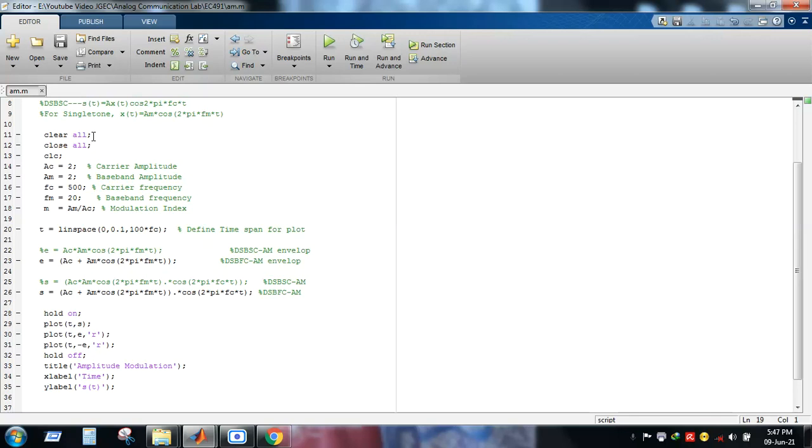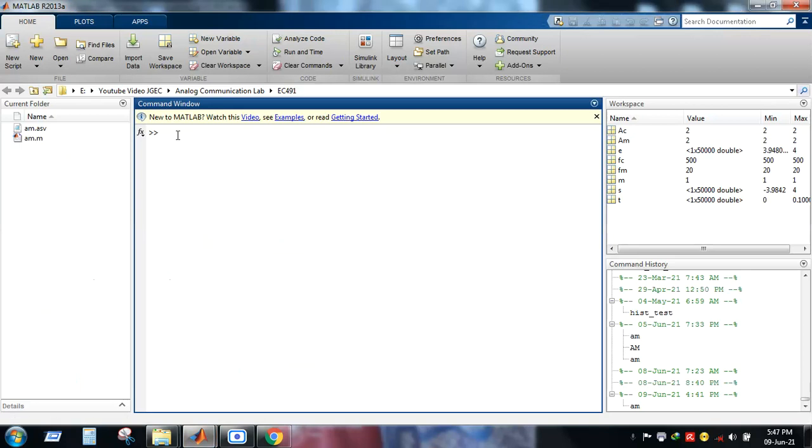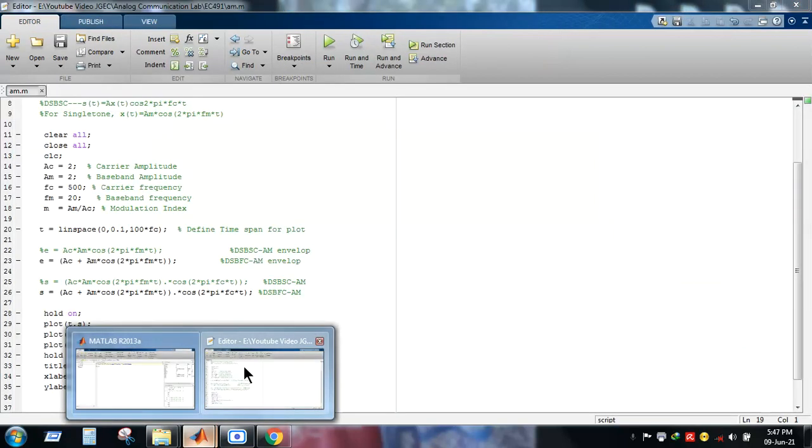Now close all. If there is some kind of output, like the output of a previous image that is open, in that case that will be closed. And clc means clear screen. This is the command window where you can write down like x equal to 2, and you can see that the answer is x equal to 2. Now if you write down clc, obviously the screen will be cleared. That's why we are using clc.